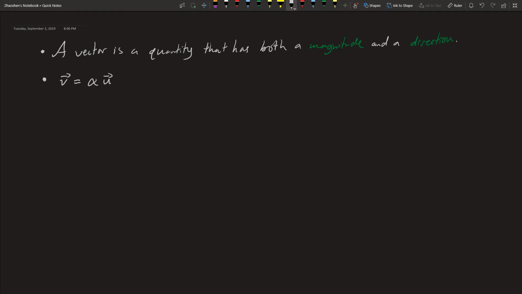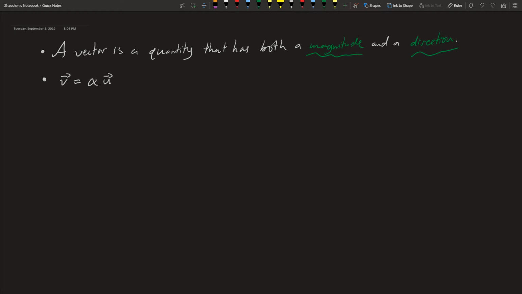Today we'll be talking about how we can express vectors using their coordinates. Now before we do that, remember that a vector is a quantity that has both a magnitude and a direction. And any vector v can be written as a scalar multiplied by another vector. This is all review from the previous video.